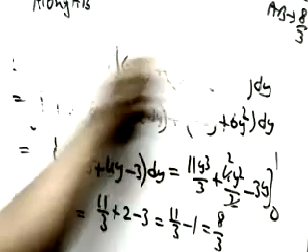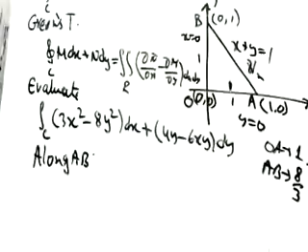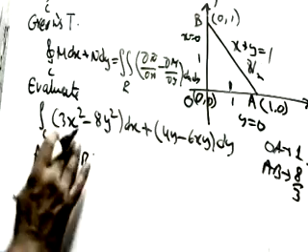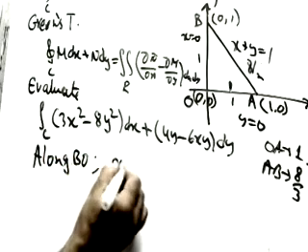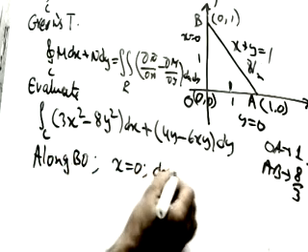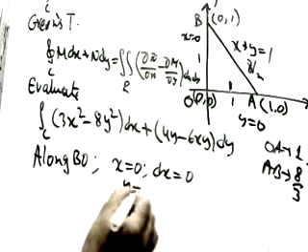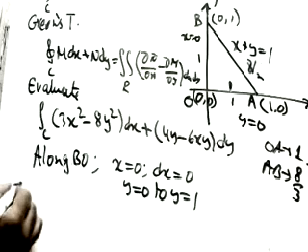Now lastly, we have to do one more, along BO. The triangle's two sides we have covered: we completed OA, then AB. Now we have to go for the third side, along BO. Now you see here, along BO, what is the equation? X equals 0. If you differentiate, dx equals 0. Here y is 1, here y is 0. So y goes from 1 to 0.